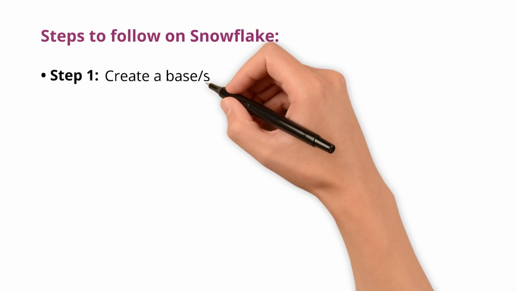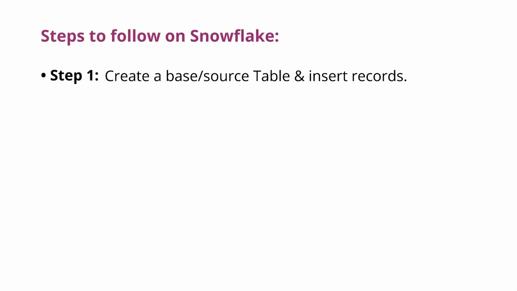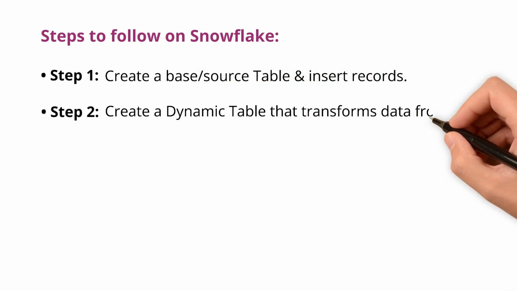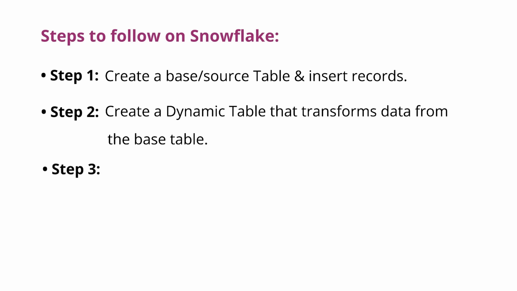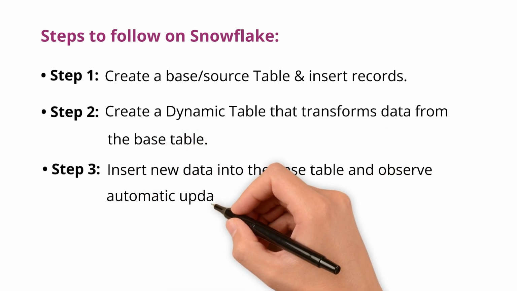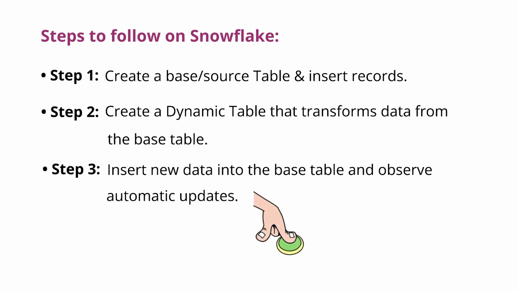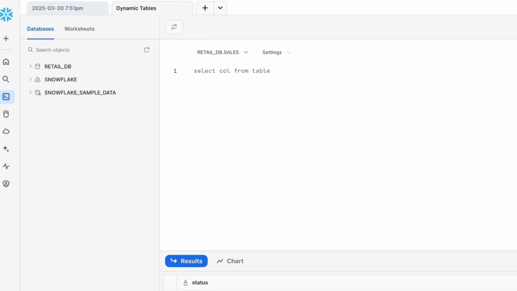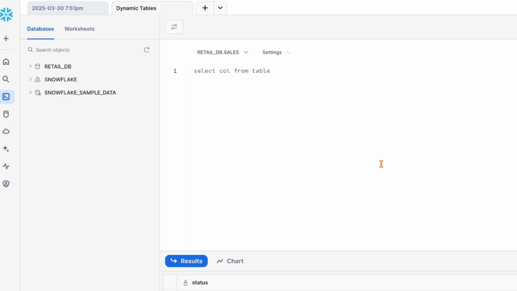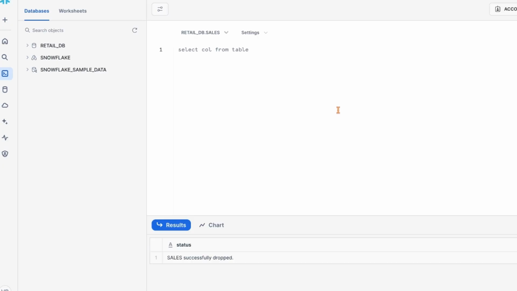Create a base or source table and insert records. Create a dynamic table that transforms data from the base table. And then insert new data into the base table and observe automatic updates. Let's do that. Let's open Snowflake. I created a sample DB called Retail DB for our demo purpose. Now let's follow the steps that we just discussed.